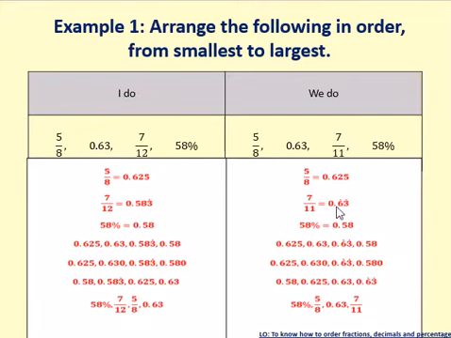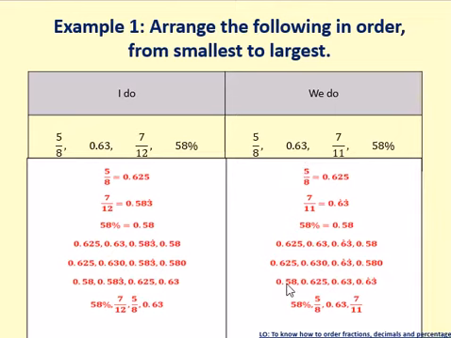You get 0.63 recurring, so this is going to be 0.636363, repeating over and over. 58%, we divide that by 100 to get 0.58, and 0.63 was already a decimal, so we can leave that alone. Then simply order them from smallest to largest.